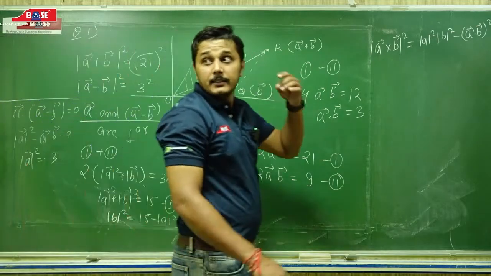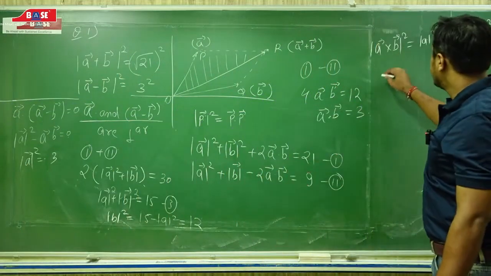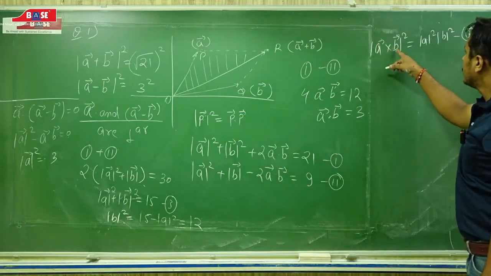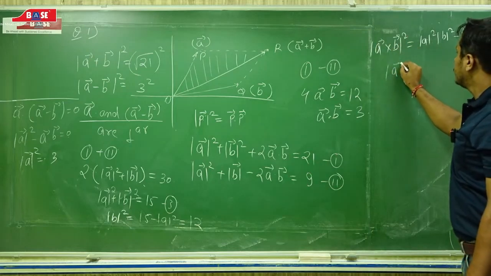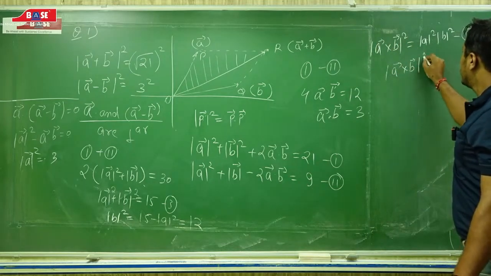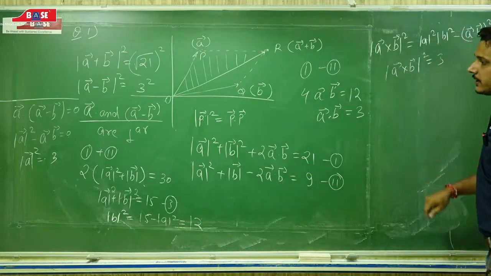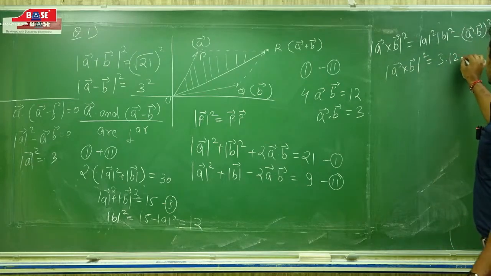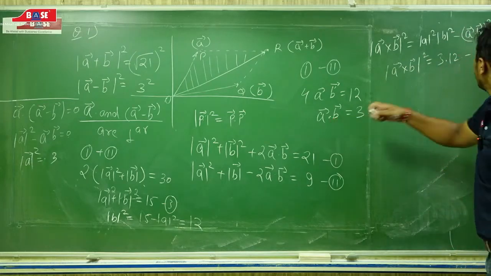Let me use it here in this Lagrange identity, that if I want mod of a cross b whole square, so mod a square I am having 3, mod b square I am having 12 minus mod of a dot b.